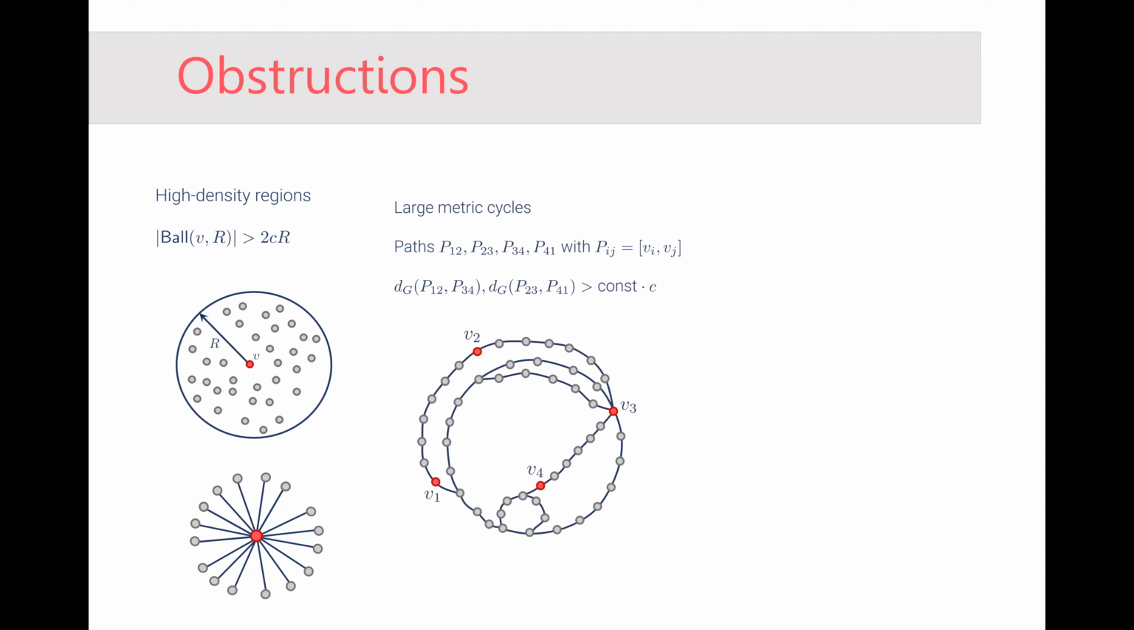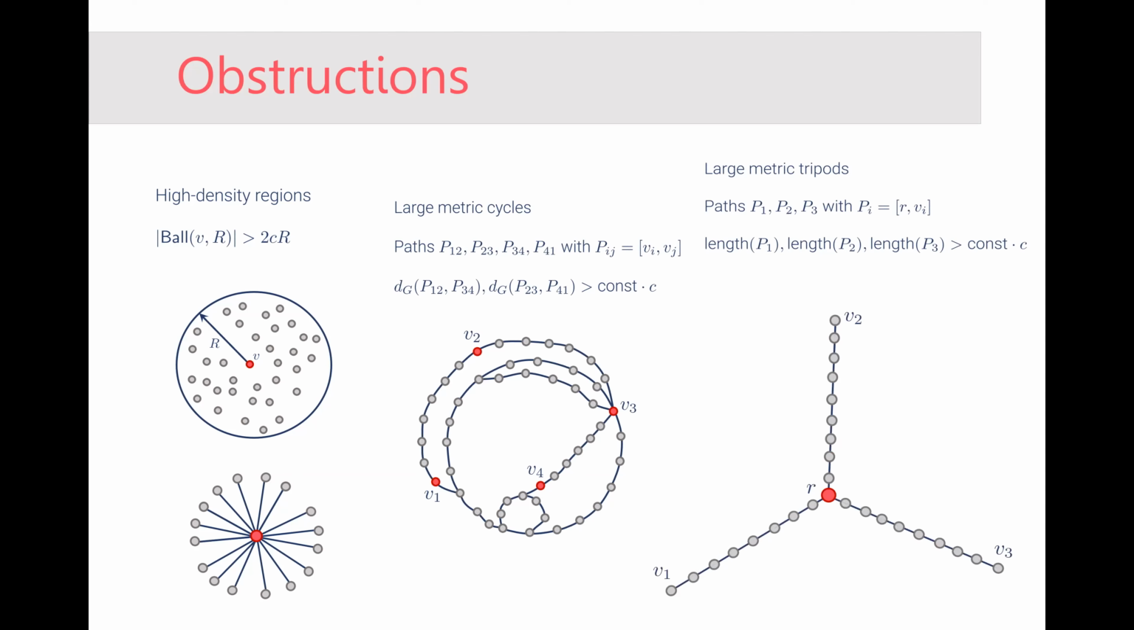So the intuition behind them is just think about one large cycle, but it could be a little more complicated than that. The graph should have a large topological hole inside it. Third abstraction is a large metric tripods. So what are those? The tripods are a collection of paths attached to a single point. And these paths should be really long. It could be more than 3 paths, but it's enough to consider the case of 3 of them.